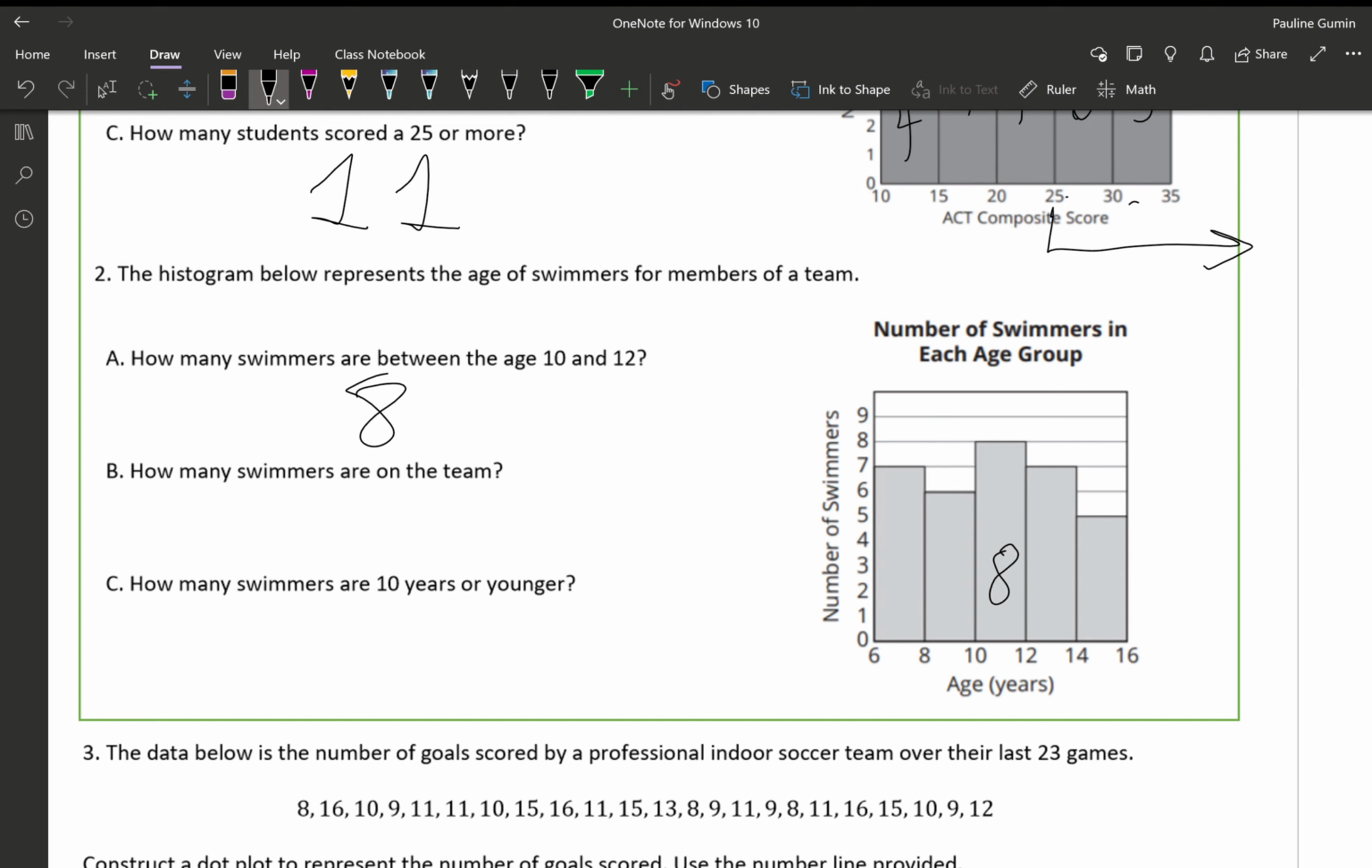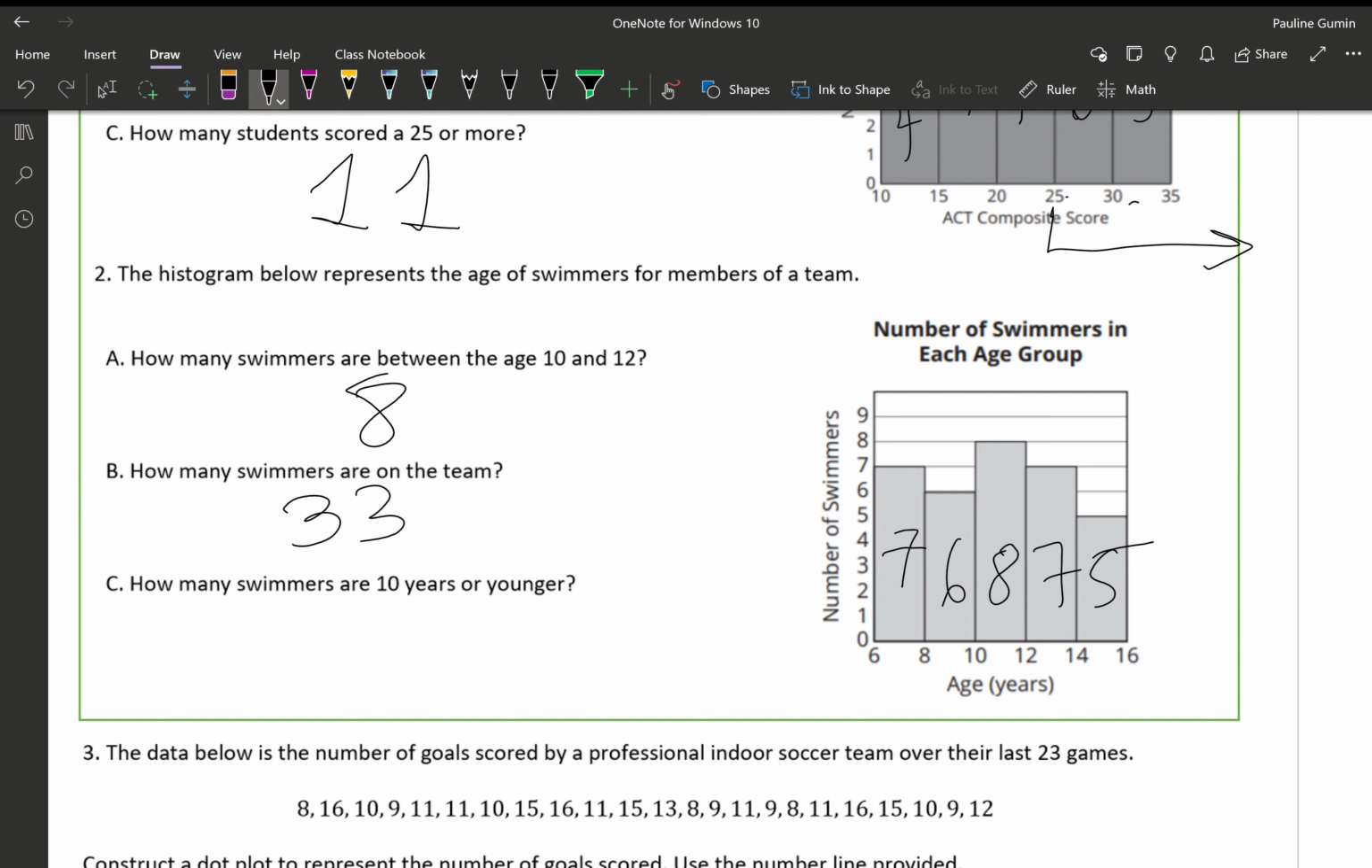Letter B, how many swimmers are on the team? Once again, let's take a look at every interval and write down the amount of swimmers. So 7 here, 6 there, 8 in the middle, 7, 5, and then we add them all together and we get 33.